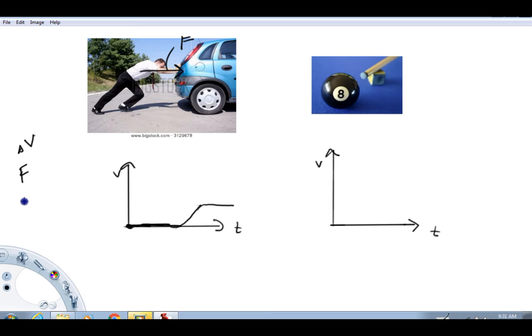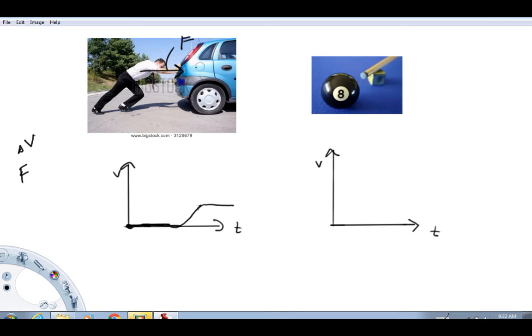Your velocity will stay constant until you have a net force acting on the system. The word net is very important because this car here, there's lots of different forces acting on it. There's the gravitational force, there's what are called the normal forces between the tire and the road. There's many forces acting on this car. But the net force is zero until this person walks up and applies some sort of external force. And that external force is what's changing the velocity of the car.